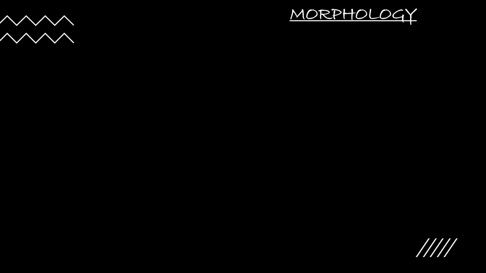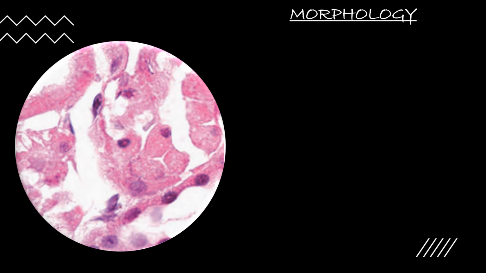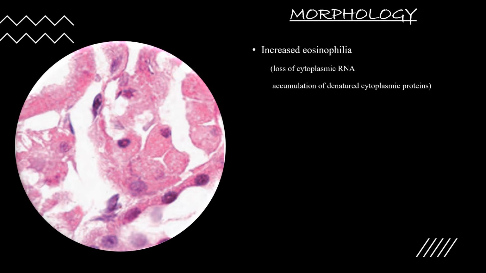Having seen what actually happens in necrosis, how will you recognize it under the microscope? So, what are the morphological changes? So, the cell will become more pink. That will happen because of loss of cytoplasmic RNA, and somewhat because of accumulation of denatured cytoplasmic proteins inside the cell. The cell will have a very glassy appearance because of loss of glycogen particles.